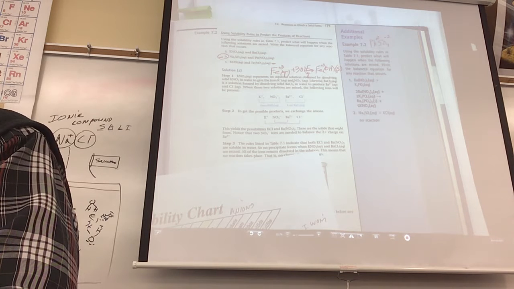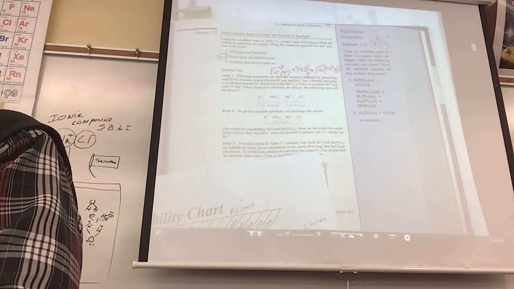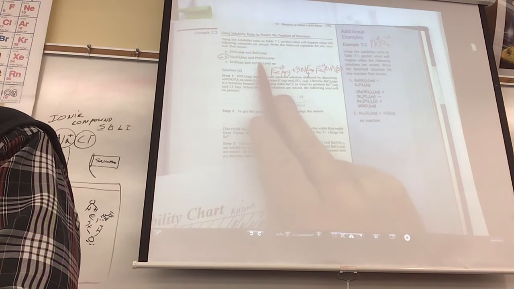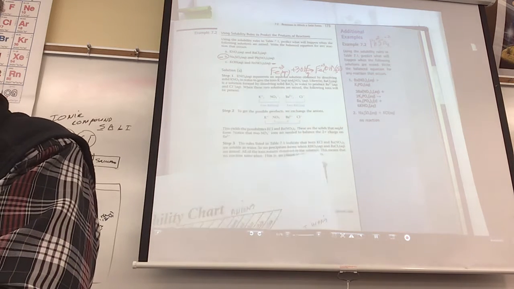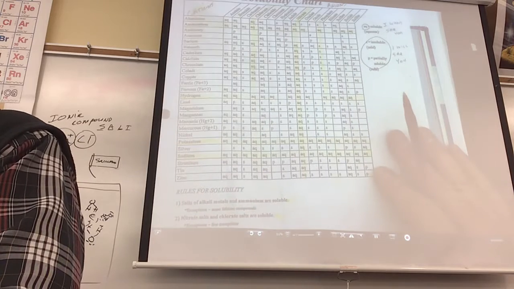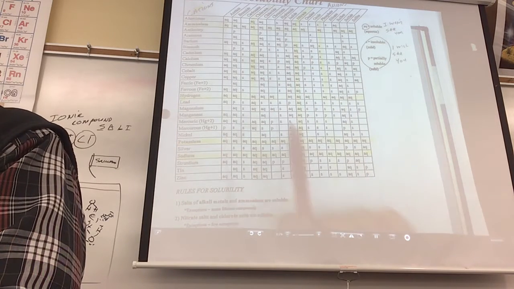Iron what? Just a little bit louder. Right, so this was iron 2 nitrate, wasn't it? And that'd be iron 2 hydroxide. Okay, now we're going to look that up. Let's look that up. Iron 2 hydroxide.